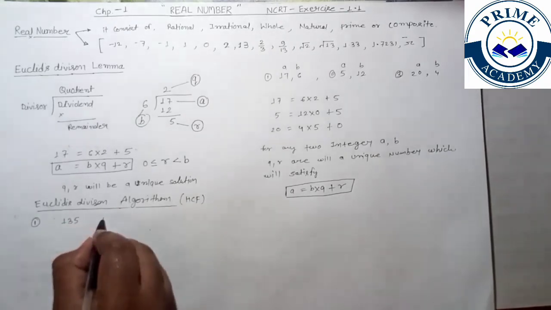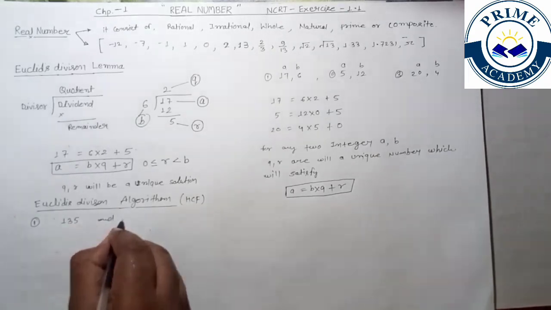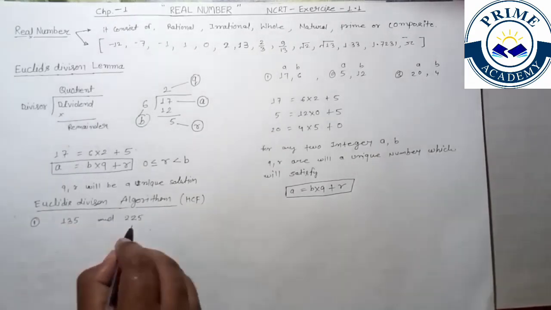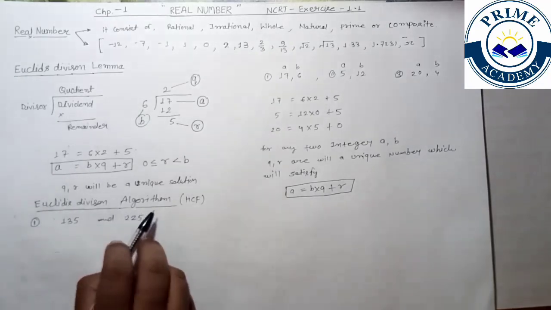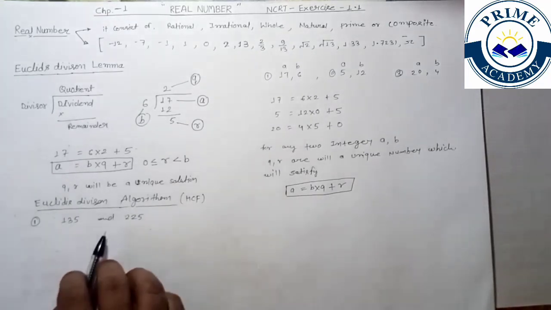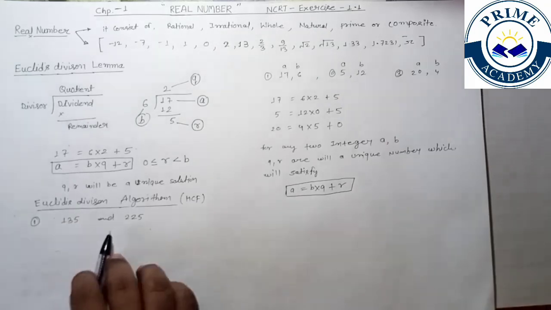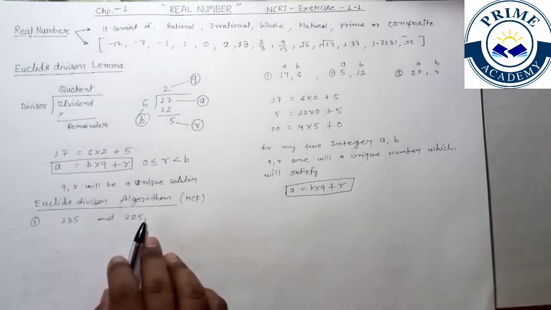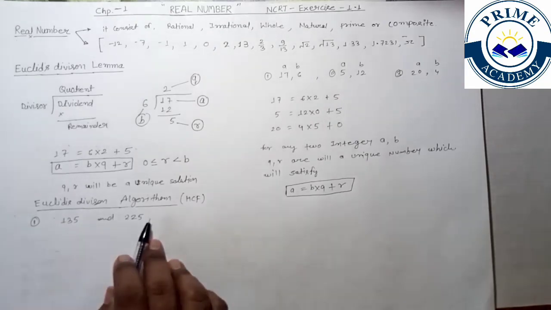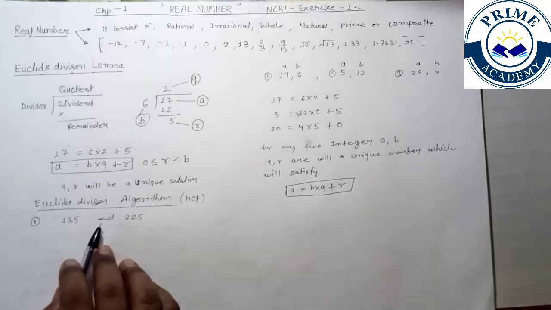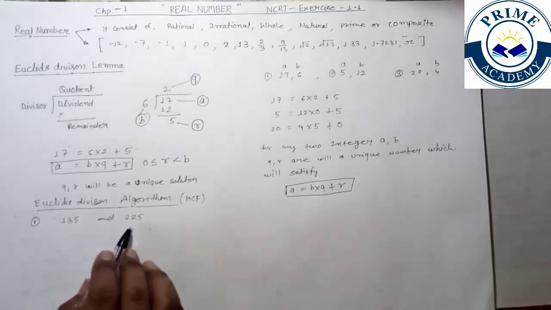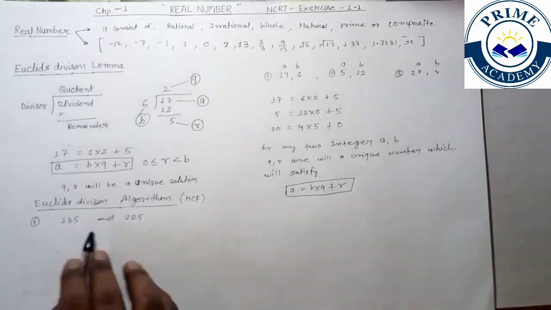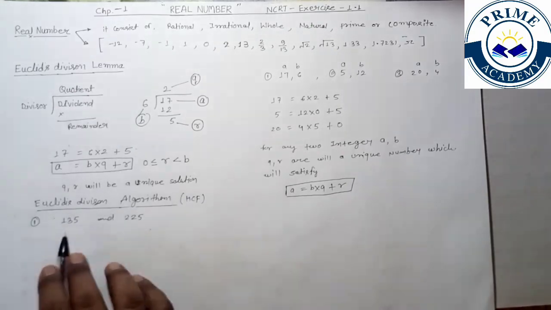135 and 225. We will solve this with the Euclid division algorithm, as the question says to use the Euclid division algorithm to find the HCF, right? This is the first question of Exercise 1.1. So it is written 135 and 225, and we have to find the HCF of these two numbers.